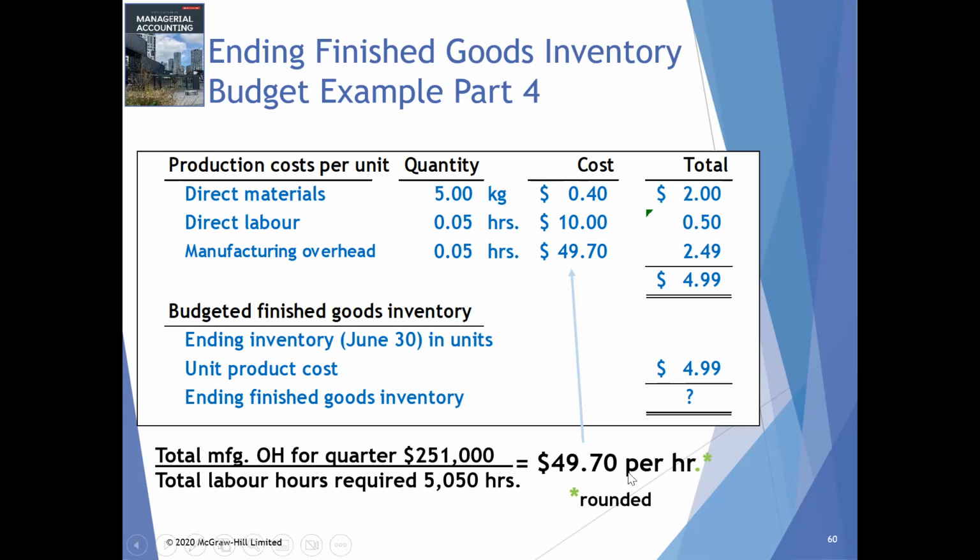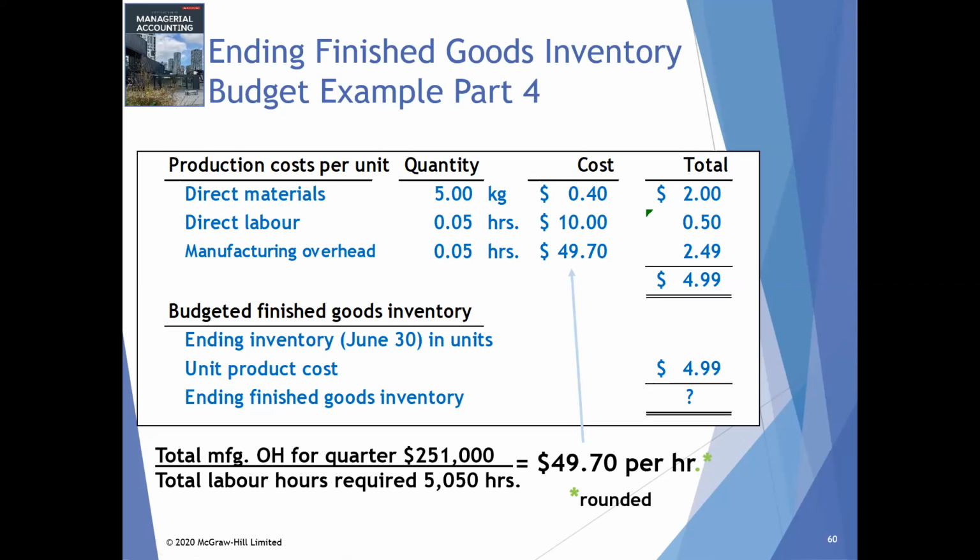So 49.70 per hour is the manufacturing overhead rate. And for 1 unit, how many hours are required? 0.05 hours. So 0.05 hours at the rate of 49.70 gives a manufacturing overhead of 2.49 per unit. So 4.99 will be the total production cost per unit. Now we have calculated the production cost per unit, which is available over here.